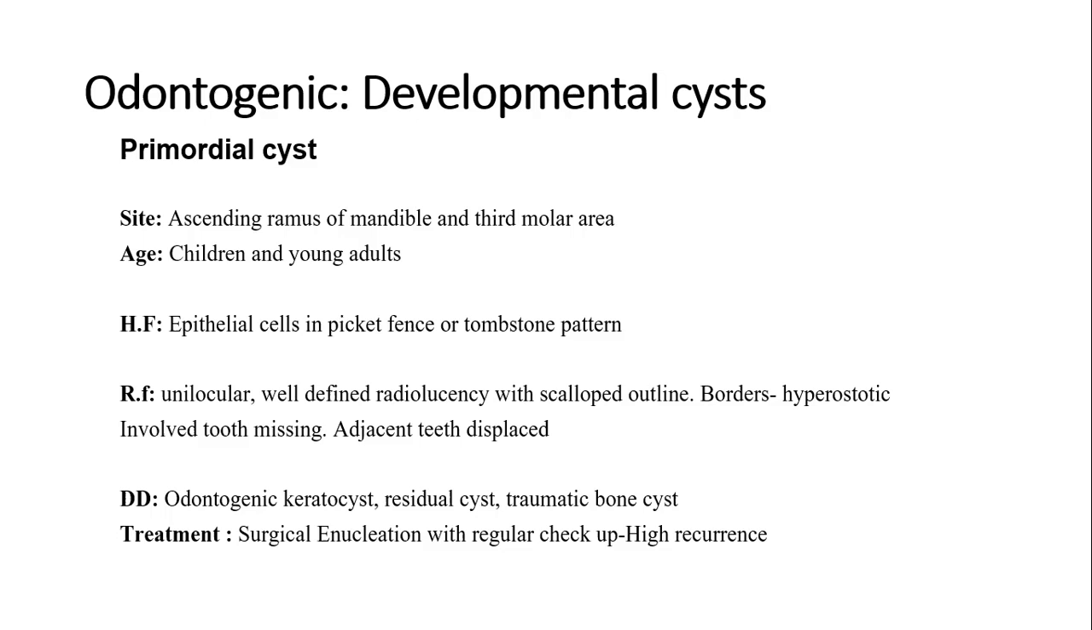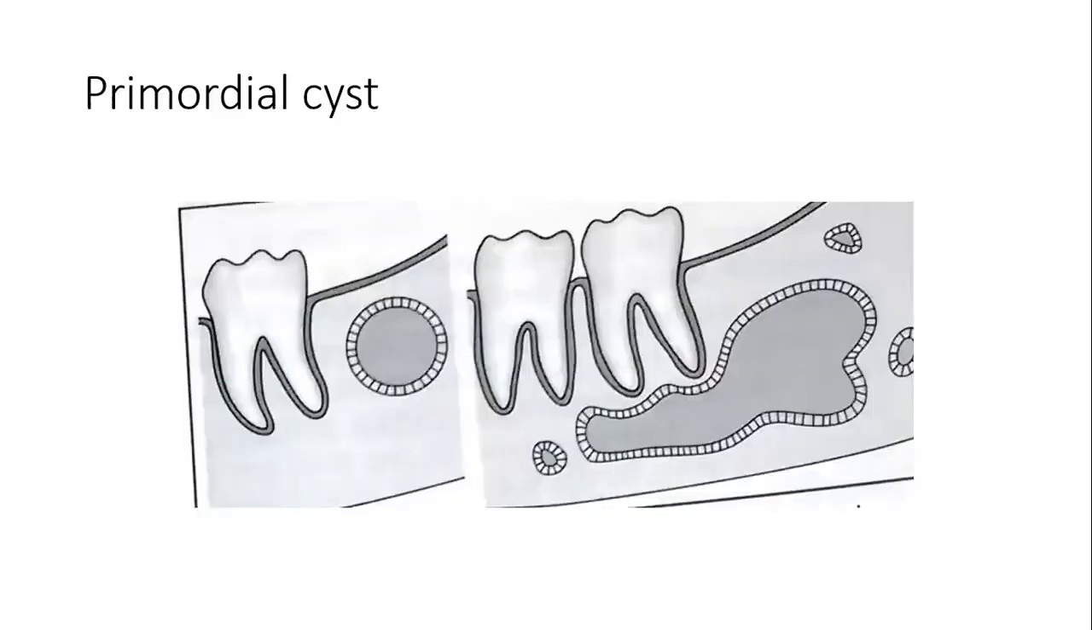Radiographic features: it appears as a unilocular, well-defined radiolucency with scalloped outline. Borders are hyperostotic, involved tooth will be missing, and adjacent teeth displaced. Differential diagnoses are odontogenic keratocyst, residual cyst, traumatic bone cyst. Treatment: surgical enucleation with regular checkup, and it has a high recurrence rate. This is the diagrammatic representation showing primordial cyst.